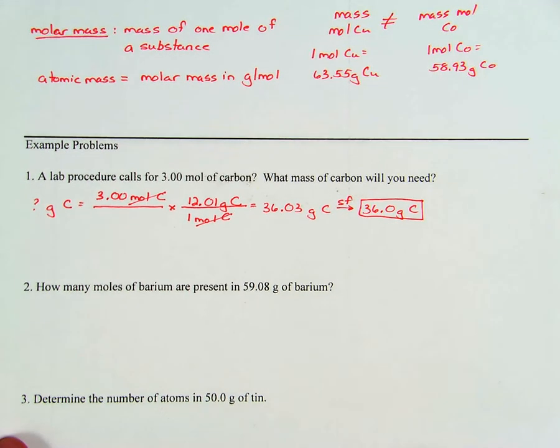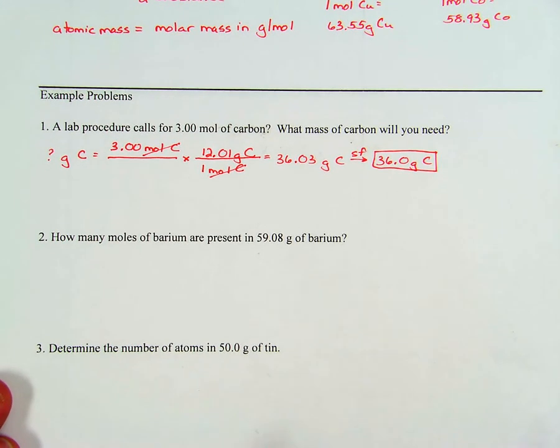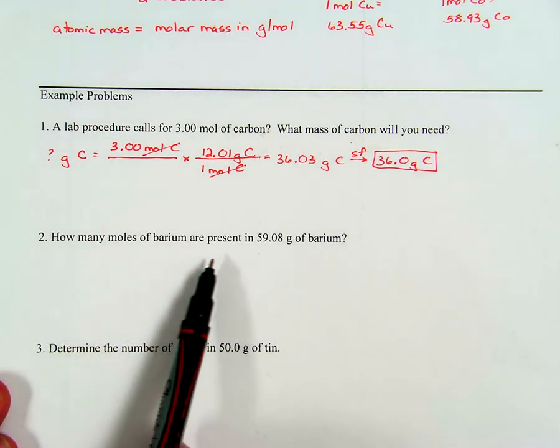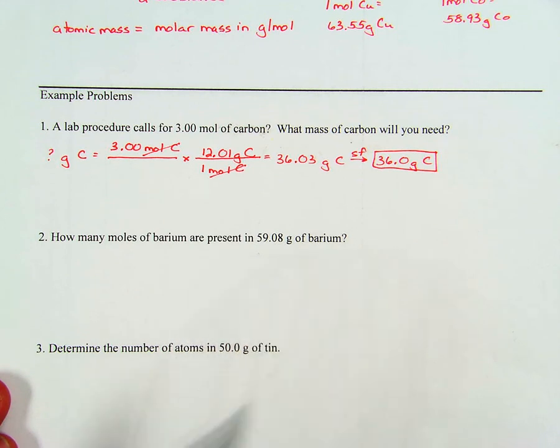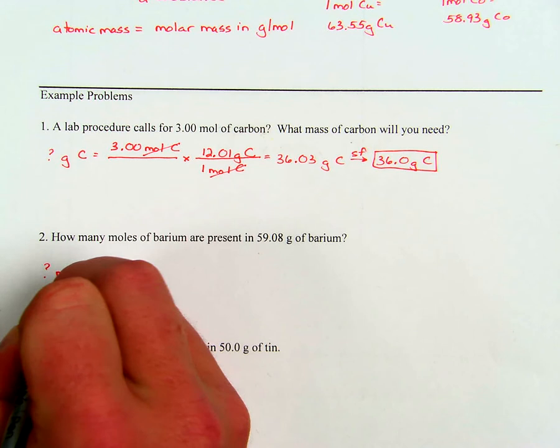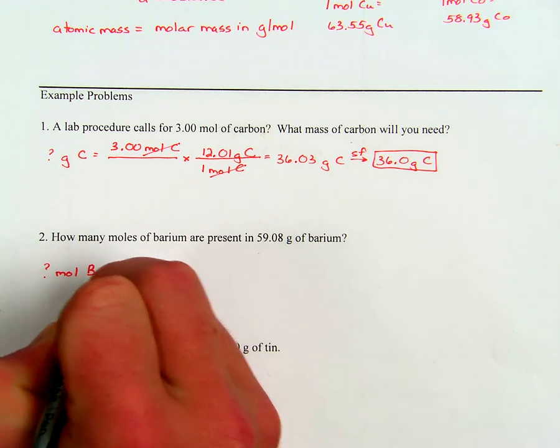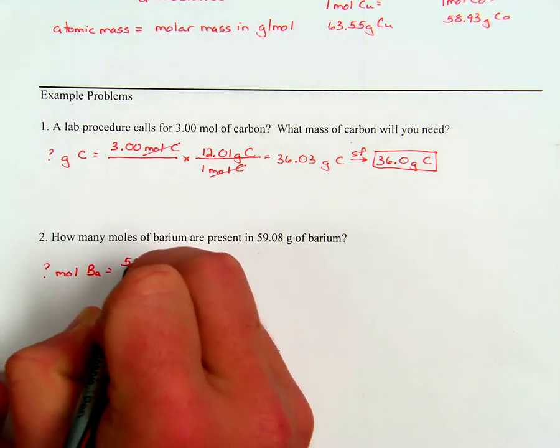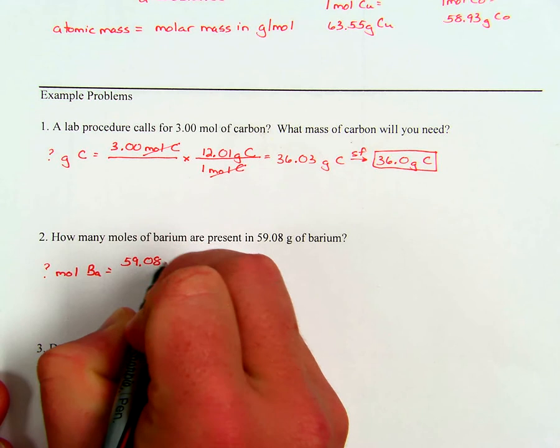All right, next question. How many moles of barium are present in 59.08 grams of barium? So this is just the opposite of the question that we were asked. We're looking for how many moles of barium, and we're given a mass of 59.08 grams of barium.